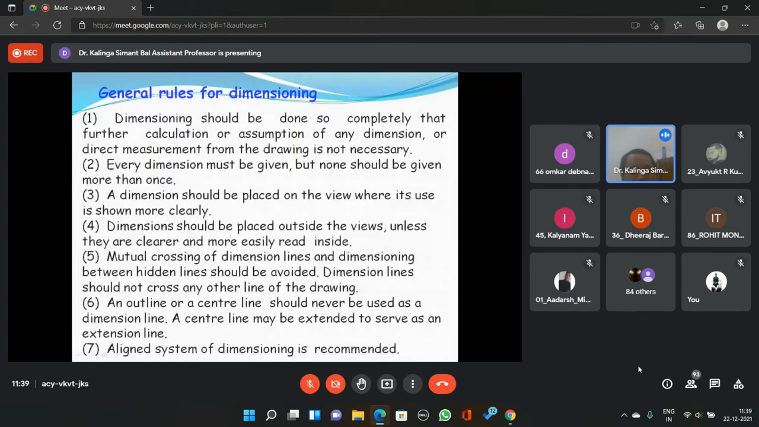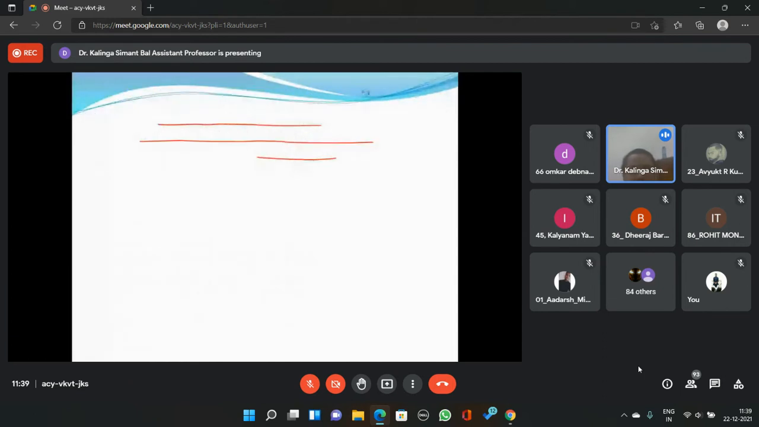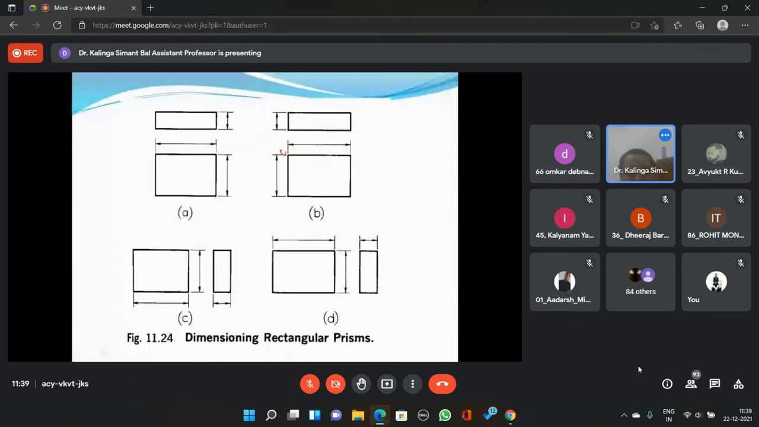The dimensioning should be done so completely that further calculation or assumption of any dimension or direct measurement from the diagram is not necessary. When we do the dimensioning, if I go into this diagram, and this extension line is not provided, it becomes very arbitrary what dimension you are representing. So the extension line is very important in this case.